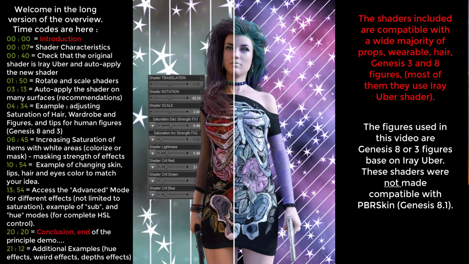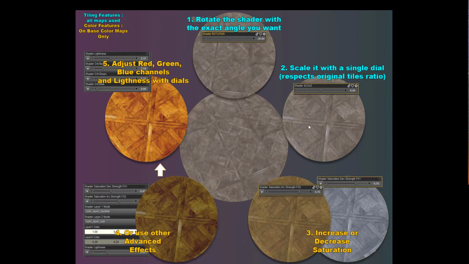Hello and welcome in this overview of Xtreme Reshade for Iray Uber. In this video, you will see how to apply the shader, use the shader rotation to be able to rotate the shader with the angle you want, to scale the shader, meaning both tiles simultaneously, how you can easily decrease or increase the saturation, or use other effects which can be more complex. And finally, how you can adjust red, green and blue channels above their usual limits, as well as the lightness of the shader with dials.